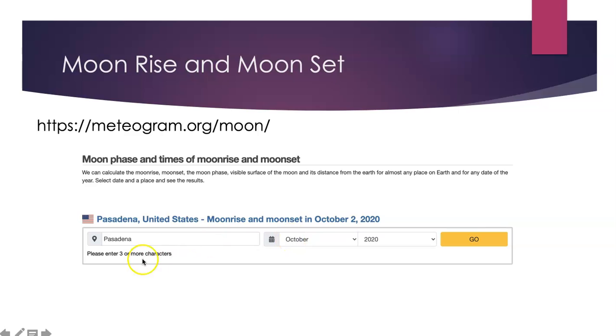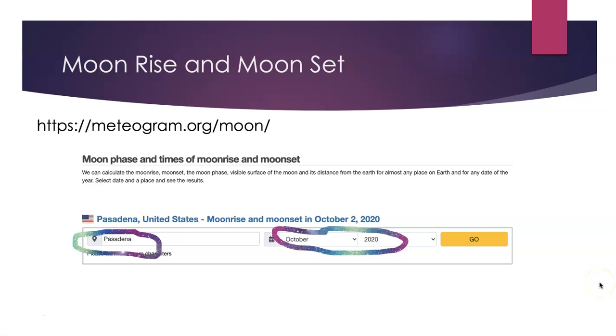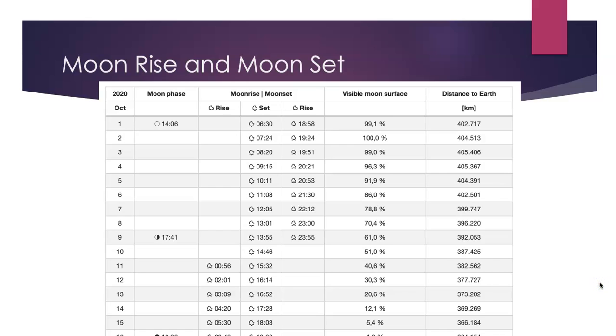When you get there, you have to enter the city and the month that you're interested in. And so since we're spanning 2 months, you're going to probably have to do this over 2 months. And then you're going to get a chart that looks something like this. We have the date, the phase of the moon, the time it rises, the time it sets, the visible moon surface, and the distance to Earth. We're only concerned about these columns right here.